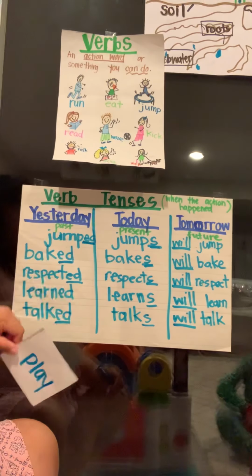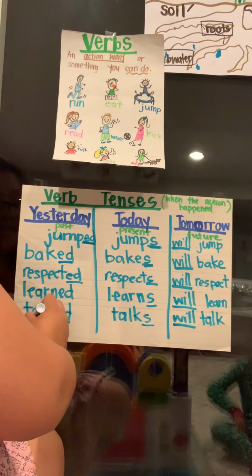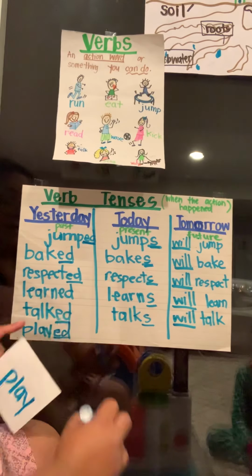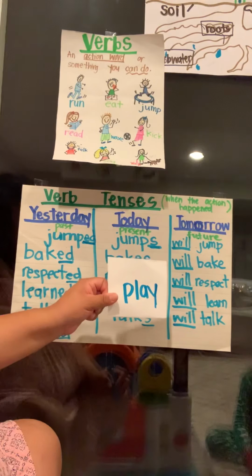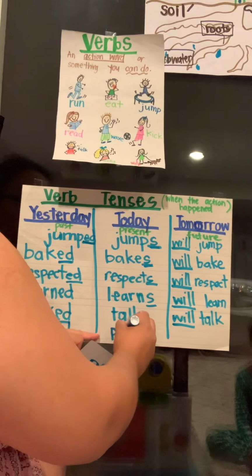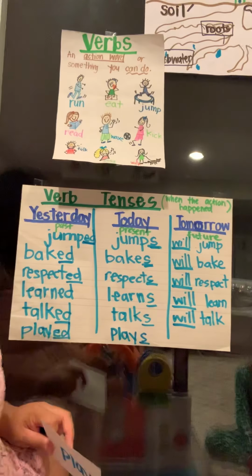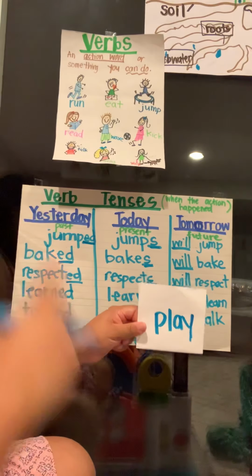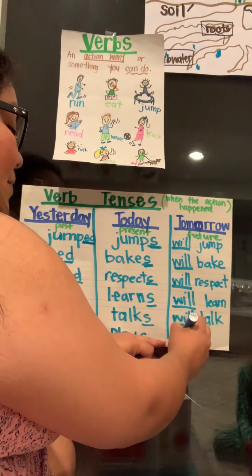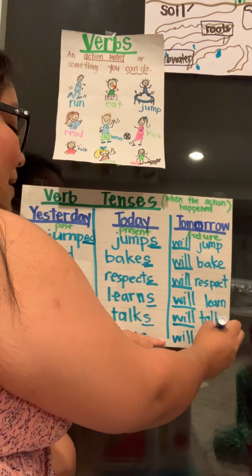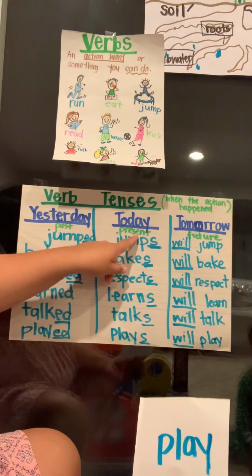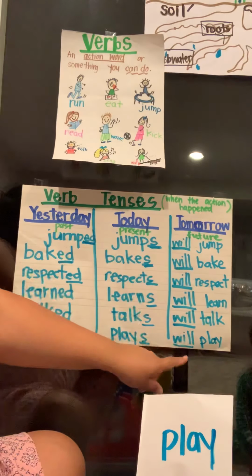Past tense of play. Yesterday, Michael played, yep. What do I add at the end? ED. Yesterday, Michael played ball. Today, Michael plays ball. I heard you guys at home saying that too. We just add an S at the end. And tomorrow, our future tense of play is? Michael will play ball. Very good. So our past tense of play is played. Our present tense of play is plays. And our future tense of play is will play.